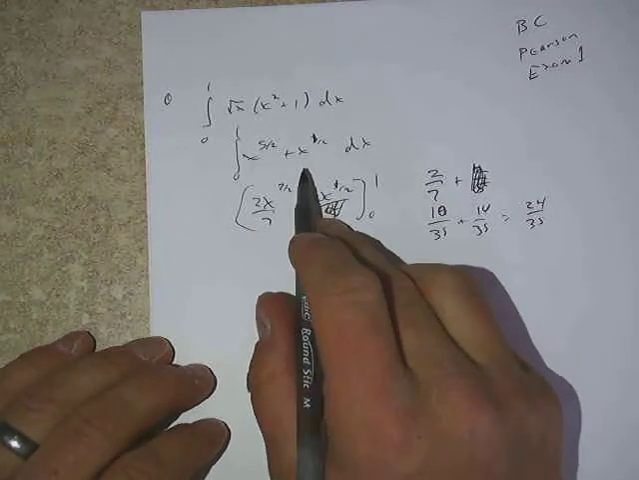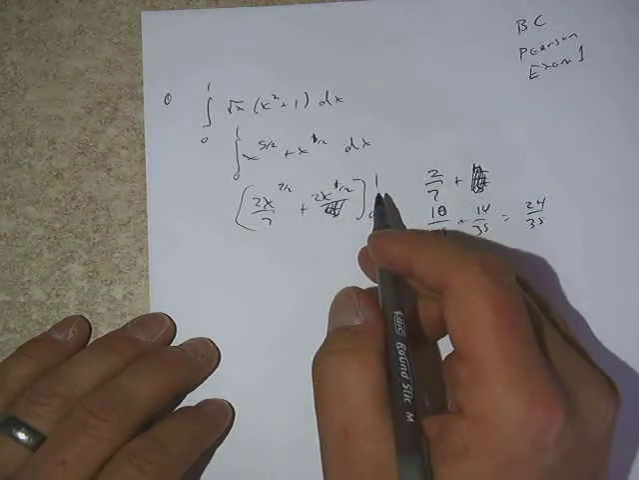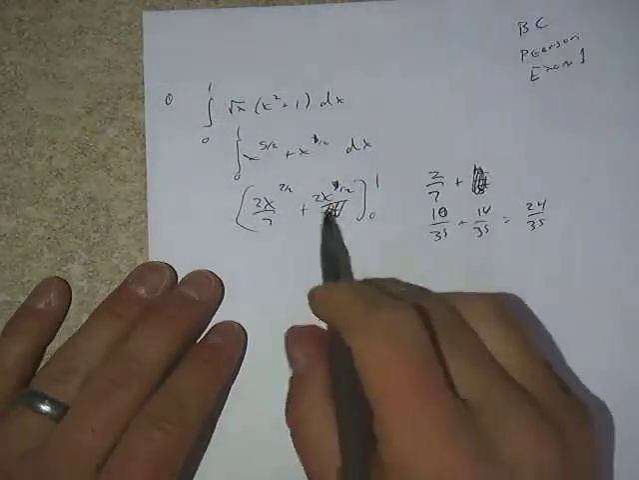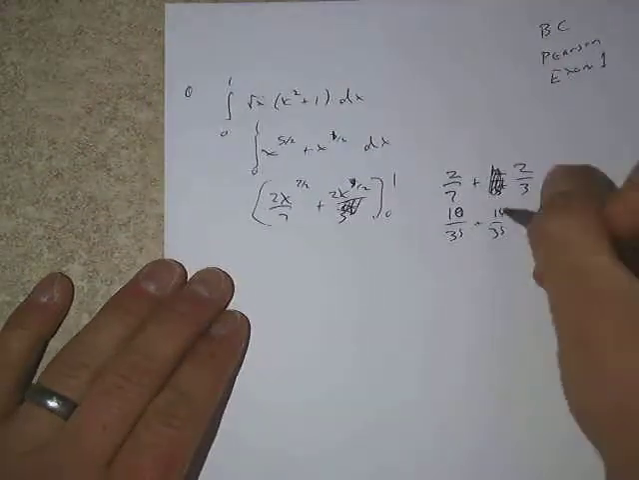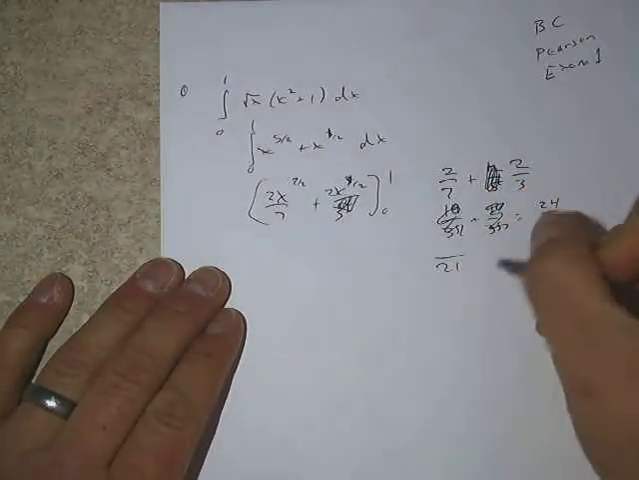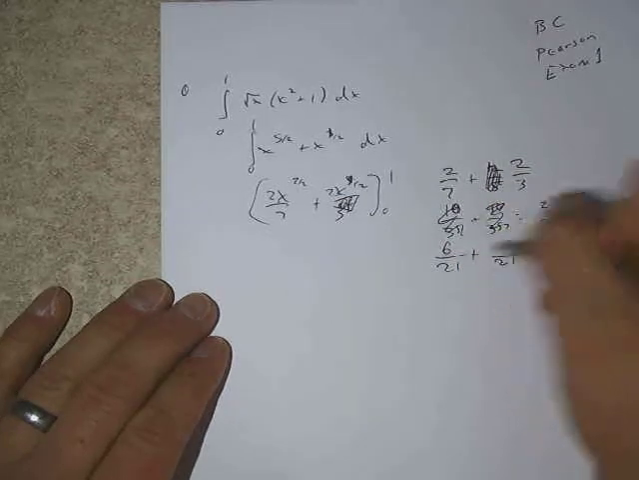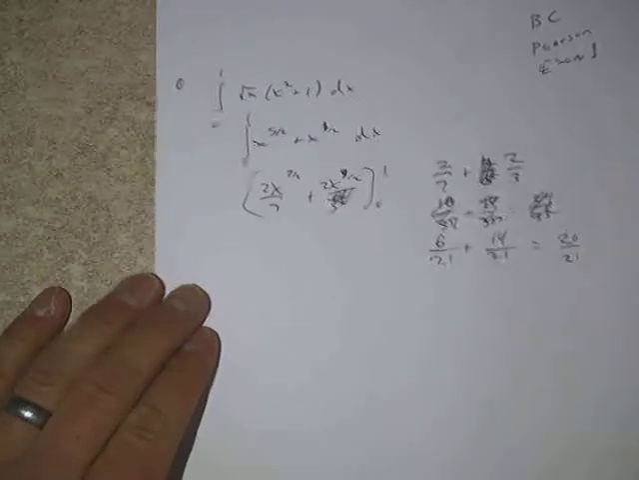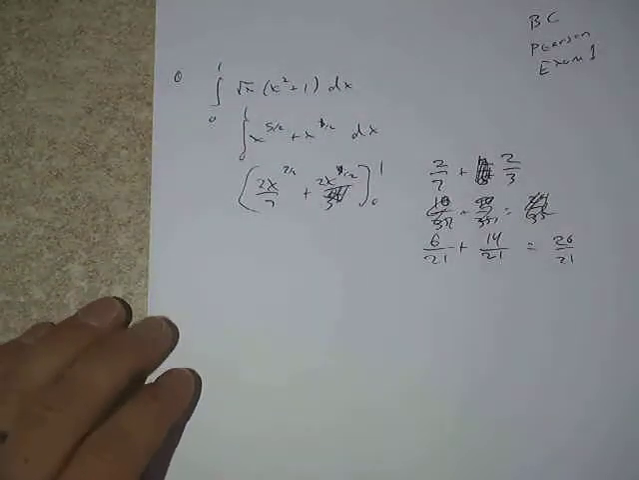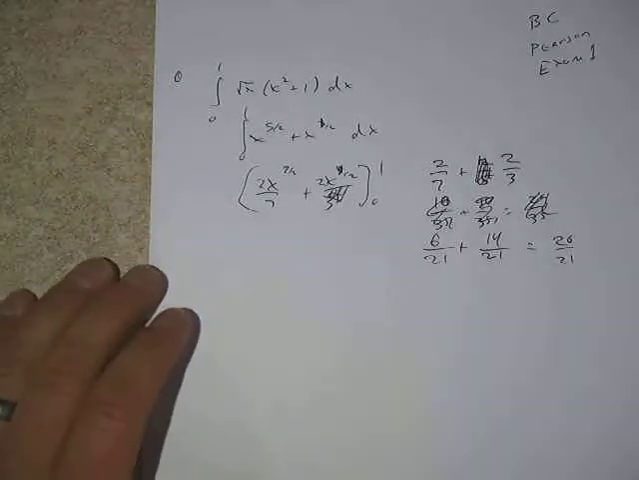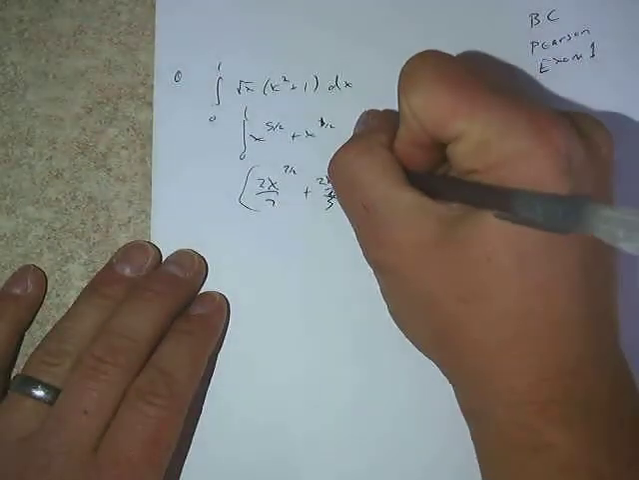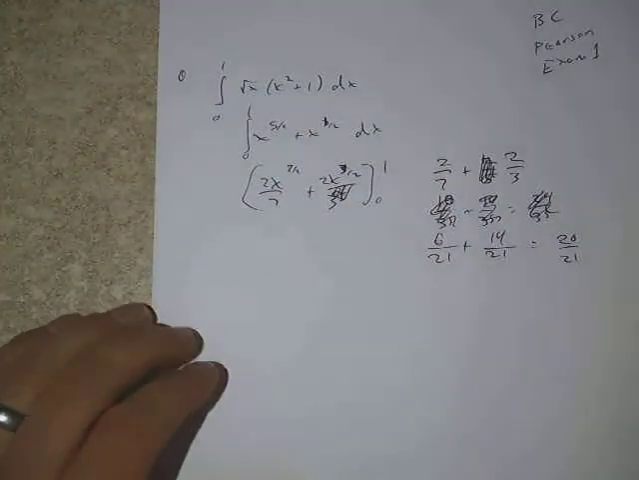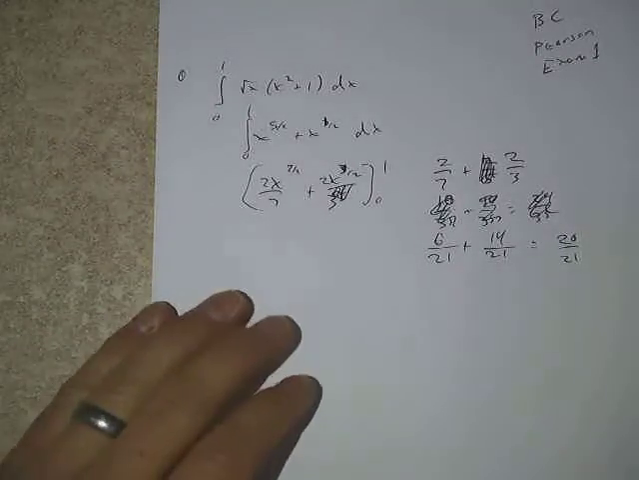Try that again. So the antiderivative would be x to the 3/2 over 3. There we go. So ultimately we get 2/3 here, so it would actually be 21sts. So we get 6 21sts, and then over here it would be 14 21sts, it would be 20 21sts. How's that match up? That good? Yep. So ultimately again, x to the 1/2 makes x to the 3/2 over 3/2, so 20 over 21.